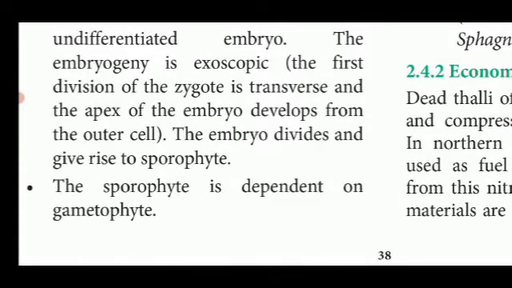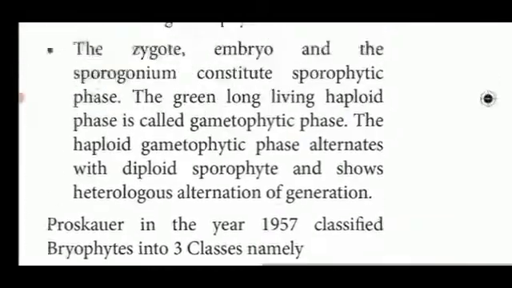The sporophyte is dependent on the gametophyte. Only in bryophytes is the sporophytic generation dependent, whereas the gametophytic generation is independent. In other plants, the sporophytic generation is independent, and the gametophytic generation is dependent on the sporophyte.